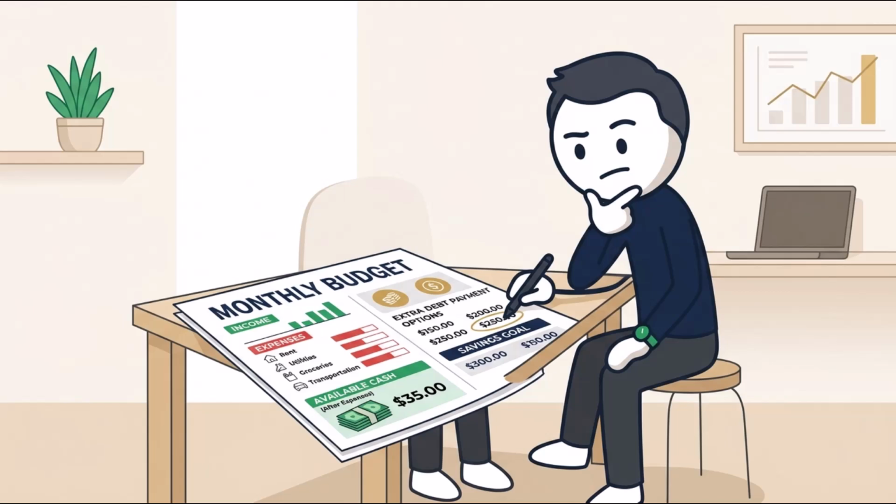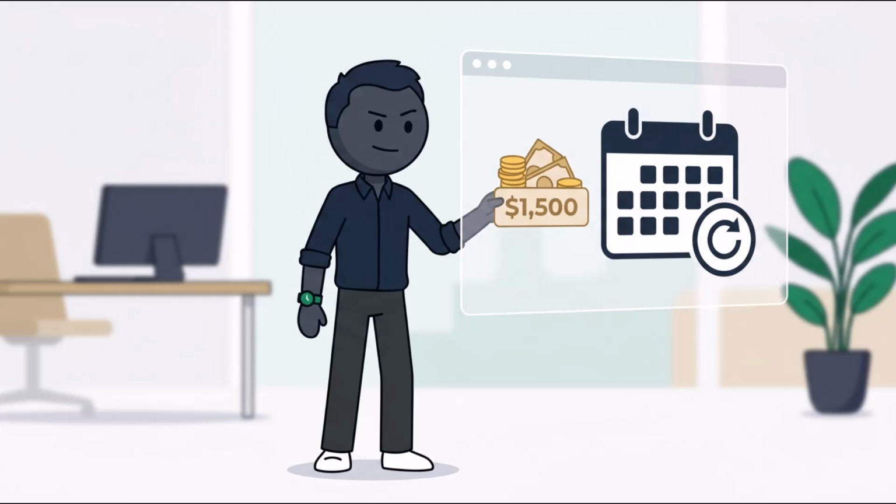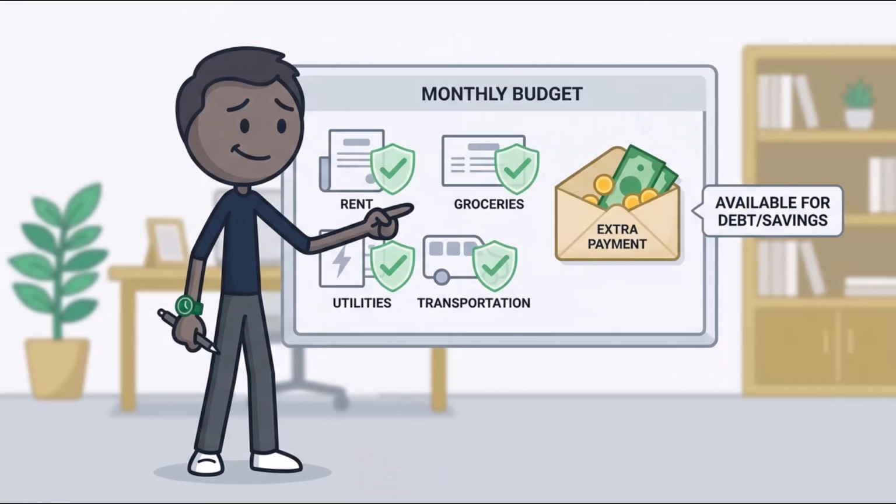Fourth, decide how much extra money you can realistically put toward debt every month. Maybe it is $100, maybe $300, maybe $500. The amount matters, but consistency matters too. Choose a number that fits your budget without leaving you unable to handle normal expenses.